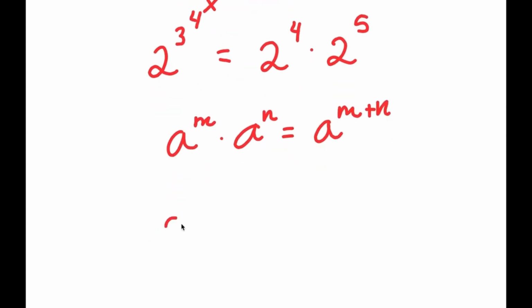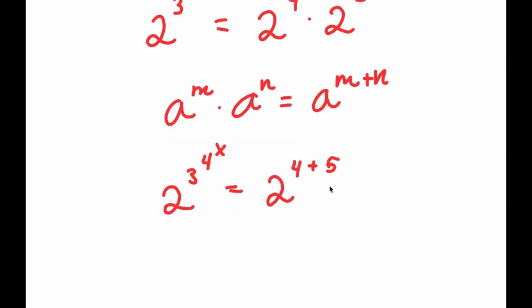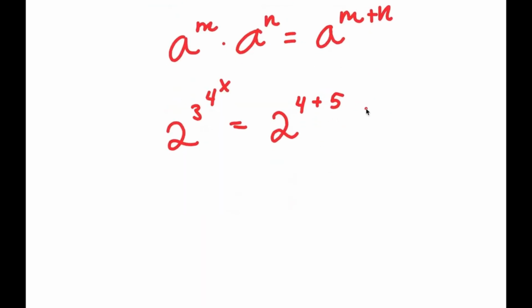So right here we have 2 to the power of 3 to the power of 4 to the power of x is equal to 2 to the power of 4 times 2 to the power of 5, which is the same thing as 2 to the power of 4 plus 5. And 4 plus 5, that's equal to 9. So 2 to the power of 3 to the power of 4 to the power of x is equal to 2 to the power of 9.